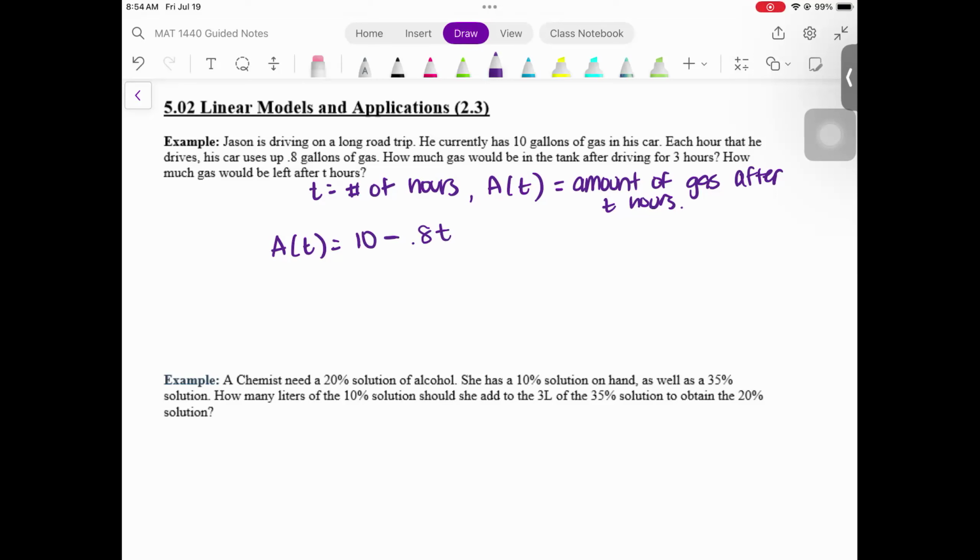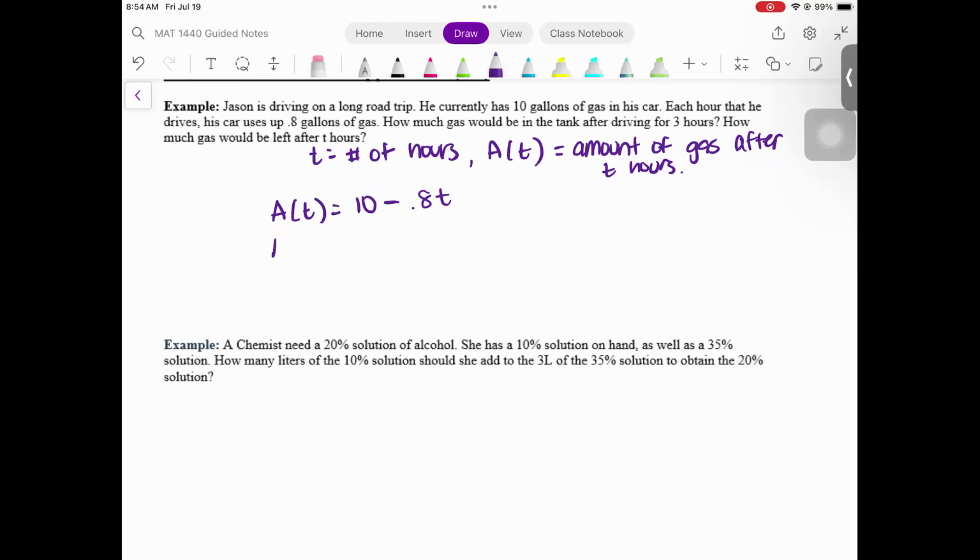This is our equation, that last part of this problem, how much gas would be left after T hours. So this equation is going to be able to evaluate for however much time that Jason's driving, how much gas is left. They also want us to find how much gas would be in the tank after driving 3 hours. So that's finding A of 3. So 10 minus 0.8 times 3.